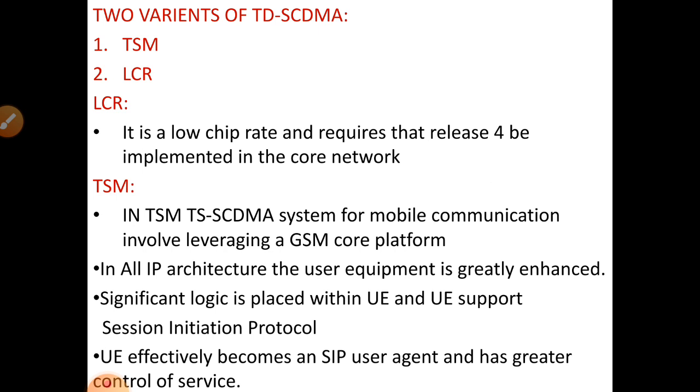Next we are going to see the two variants of TD-SCDMA. The first variant is LCR. It is a low chip rate and requires the Release 4 architecture to be implemented in the core network.